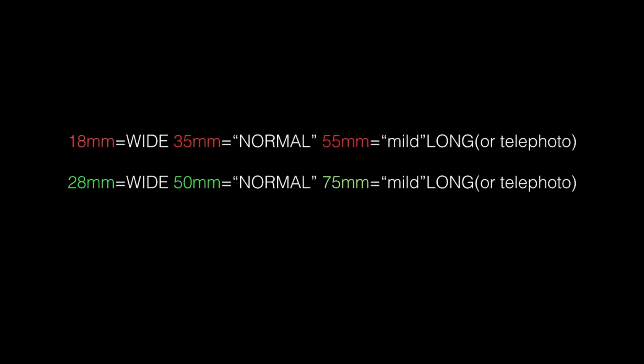If you're using a full frame camera, then the close equivalents to these focal lengths would be 28 as wide, 50 as normal, and 75 as long. And the reason for that difference is not really important right now.